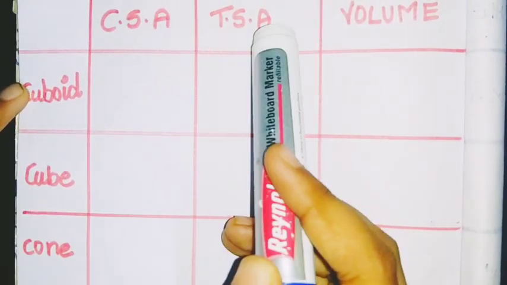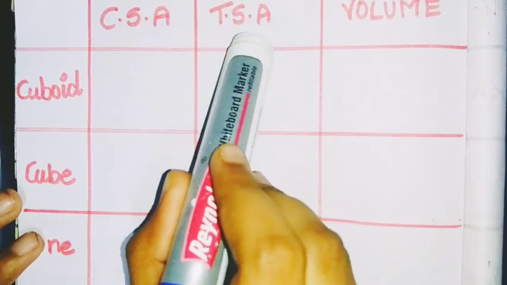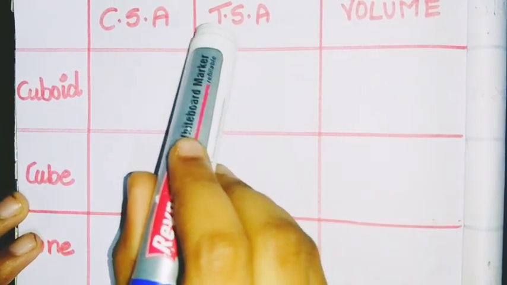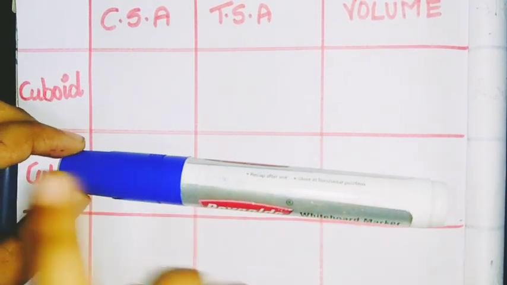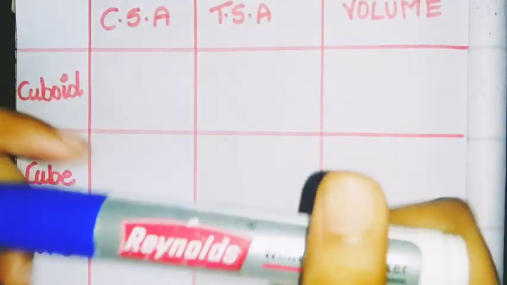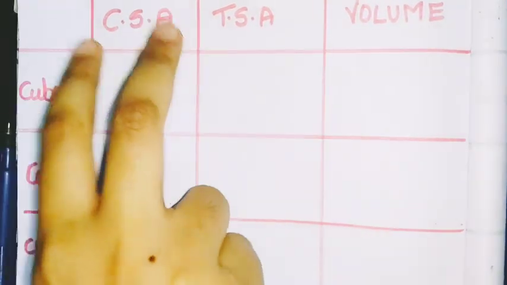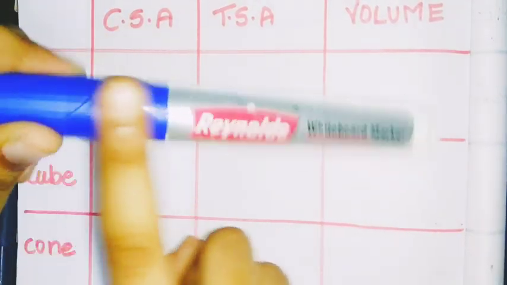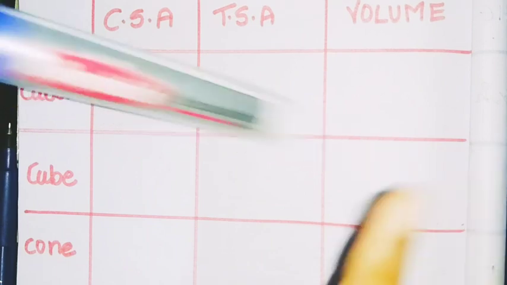Next we have TSA. What is TSA? TSA stands for total surface area. When we discuss total surface area, including the top and bottom part, that is known as your total surface area. Indirectly you can say this is the total surface. You can see the entire marker is considered to be your total surface area, but curved surface area is only the middle region, excluding the top and bottom part.